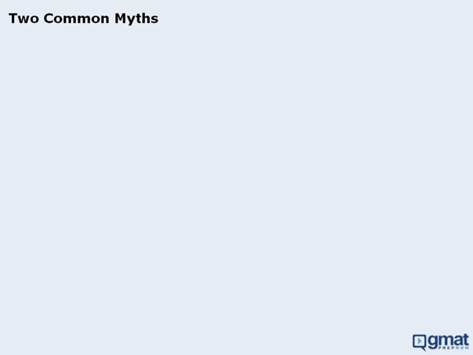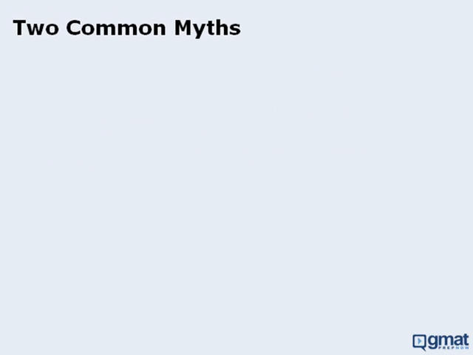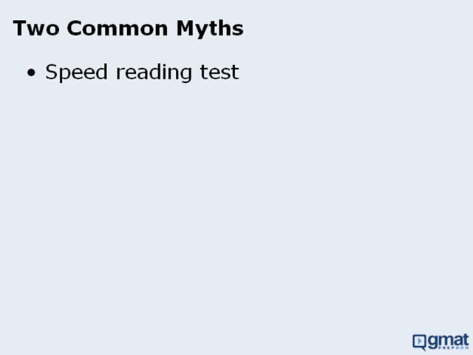Now, there are 2 common myths about reading comprehension questions that can cause students to develop ineffective strategies. The first myth is that reading comprehension questions are designed to test your ability to read quickly. This is not true. Students who believe that this is a speed reading test make the mistake of reading each passage at a lightning pace. In fact, they read so quickly that they fail to comprehend much, if any, of the information. As a result, they cannot answer any questions and are then forced to reread the passage.